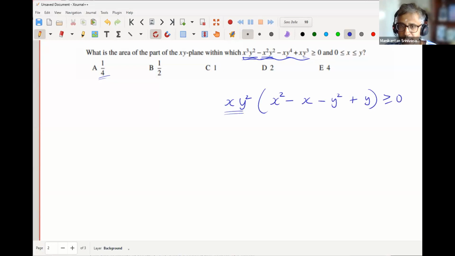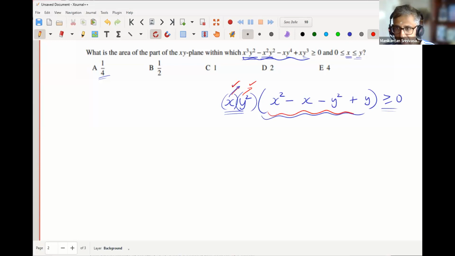So x into y square. Essentially you have multiple things that are multiplying, right? X is a separate unit, y square is another unit, and this entire chunk is another unit. When they are all multiplying, we want this quantity to be greater than or equal to 0. Then he says 0 less than or equal to x less than or equal to y. So x is safe. X itself will be positive because x is given to be greater than 0. Y square anyway is a square, therefore it's positive. Y itself is given to be a positive number.